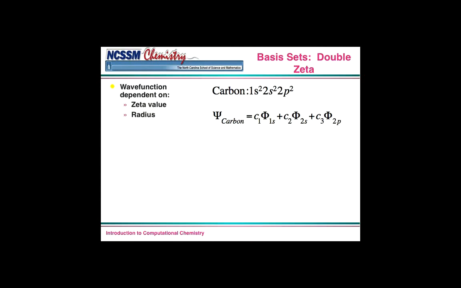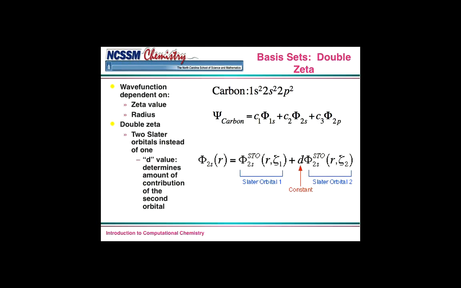You should understand by now that the wave function is also dependent on the radius. You've seen that when you programmed the GTO calculation and the STO calculation, they were functions of radius. So you should know by now that the wave function does depend on where the electron is in relation to the nucleus. In a double zeta, we're going to use two Slater orbitals instead of one, hence the name double zeta. So there's going to be a d value which determines the amount of contribution of the second orbital. Let me show you what this looks like here.